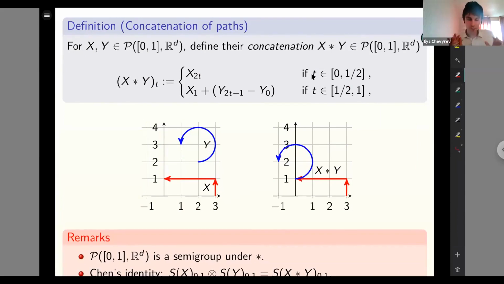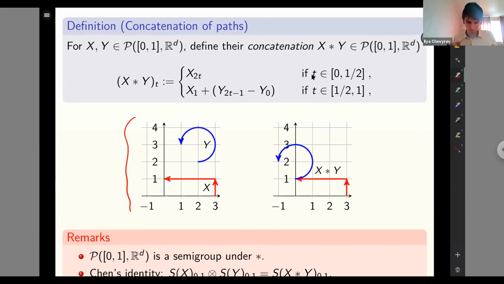So let's take a look now at two paths, x and y. And I'm going to define their concatenation. I've given the formula here, but probably the simplest way to understand concatenation is to look at an example. So let's consider these paths x and y that I drew on the left, in this picture here.